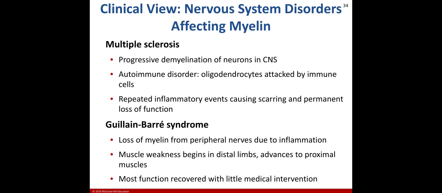And then there's Guillain-Barré syndrome, which is losing the myelin from the peripheral nerves due to inflammation. Muscle weakness starts in the far limbs and advances. And then the most function is recovered with little medical intervention. With multiple sclerosis, we don't see that. But both of these disorders are because of the myelin being affected.